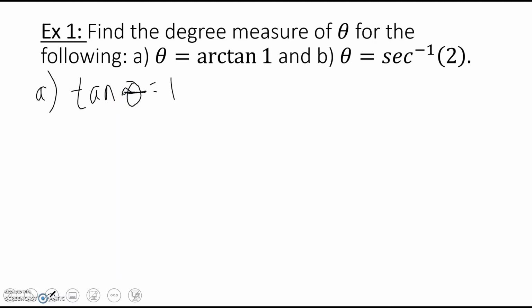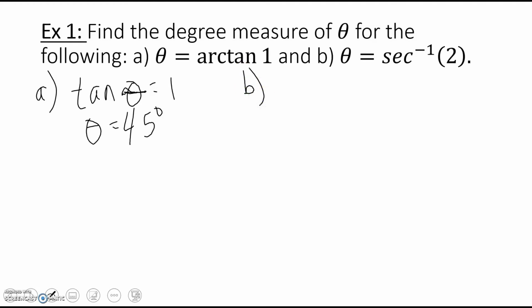Well, remember, tangent is sine over cosine. So that means, where are sine and cosine the same? If you go back to your unit circle, sine and cosine are the same at 45 degrees. So in this case, theta is equal to 45 degrees. Tangent is also 1 in the third quadrant. In the third quadrant, that would be 225, 180 plus 45. That'll be 225 degrees. But that is not within our range of negative pi over 2 to pi over 2, which is negative 90 degrees to 90 degrees. It doesn't fit within that range, so 45 degrees will be our only answer.